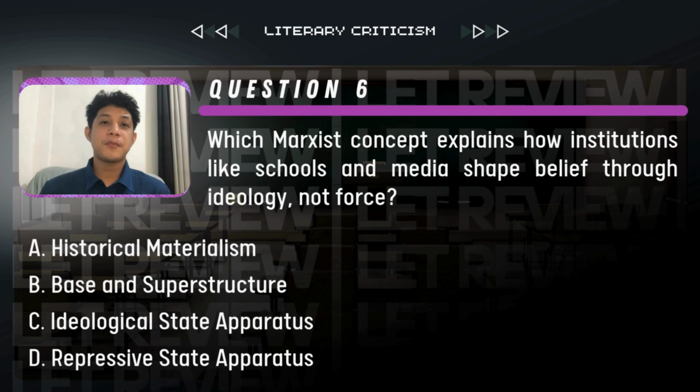Okay, for question number 6, which Marxist concept explains how institutions like schools and media shape belief through ideology and not force? It is A, historical materialism, B, base and superstructure, C, ideological state apparatus, or D, repressive state apparatus. Again, I'll give you 10 seconds to choose the correct answer for this.